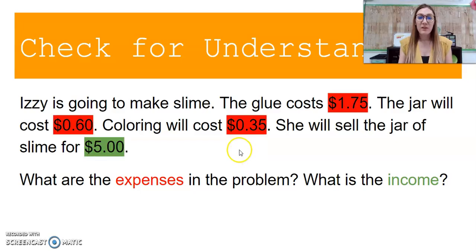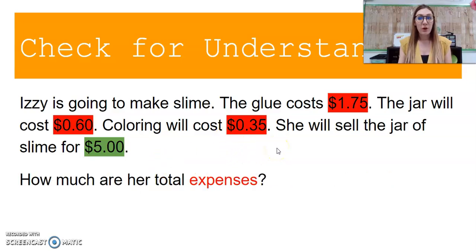So Izzy's expenses are highlighted in red, so she had to pay for the glue, she had to pay for the jar, and she had to pay for the coloring. Those are expenses. That's money that left her account. Her income, the money that she made selling the slime, is $5.